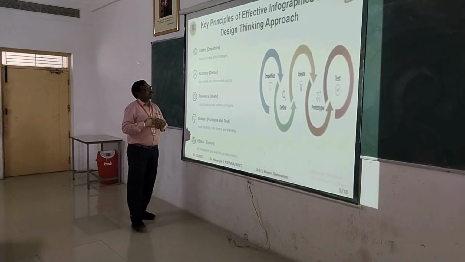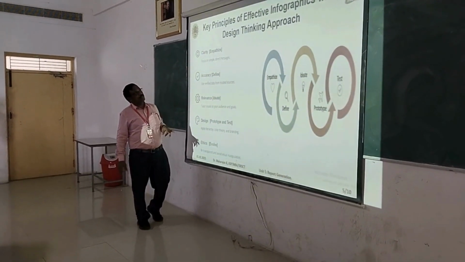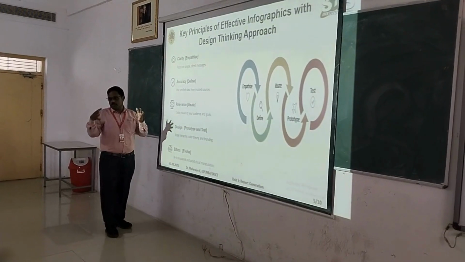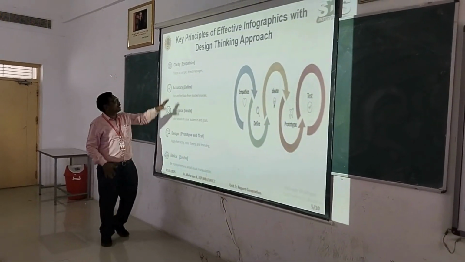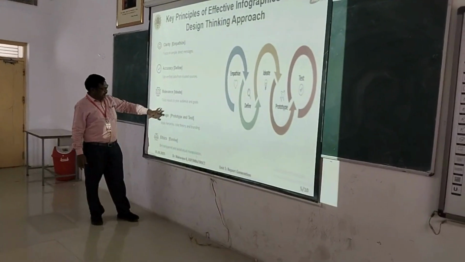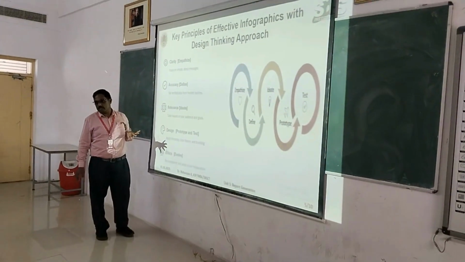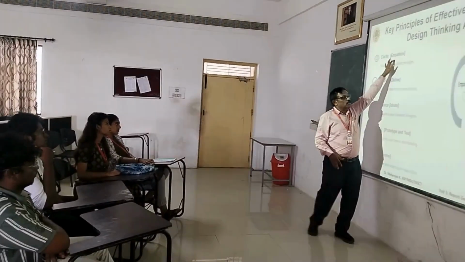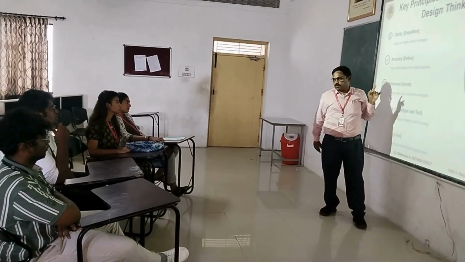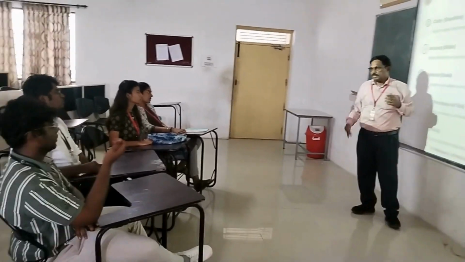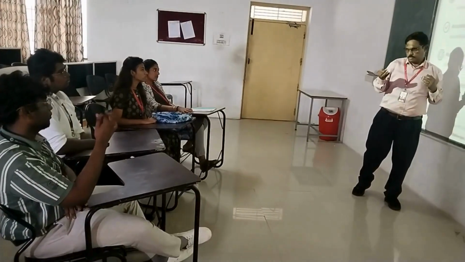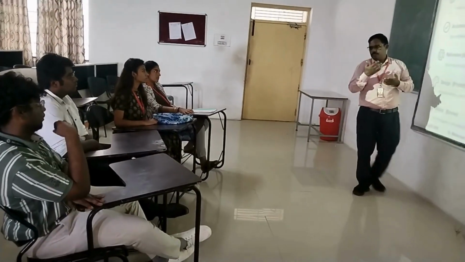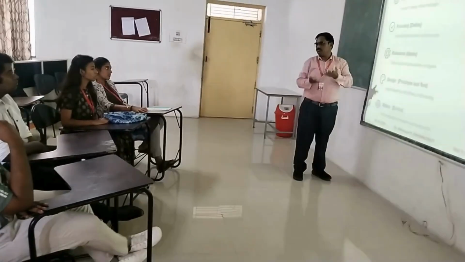So what we did here: the key principles of infographics with a design thinking approach. We have superimposed design thinking and infographics. Basically, these steps, clarity, accuracy, relevance, design, and ethics, are key principles of graphics. What I did in an innovative way was to apply the 5 stages of design thinking to all this. Can you say what the stages of design thinking are without looking at it? Empathize, then define, ideate, create a prototype, and test the prototype to see whether it is working or not. Good. Then we have to iterate. It's not a one-time process. We have to do it again and again.